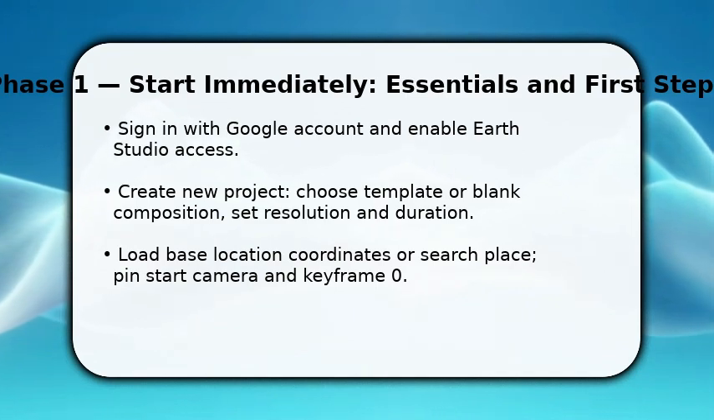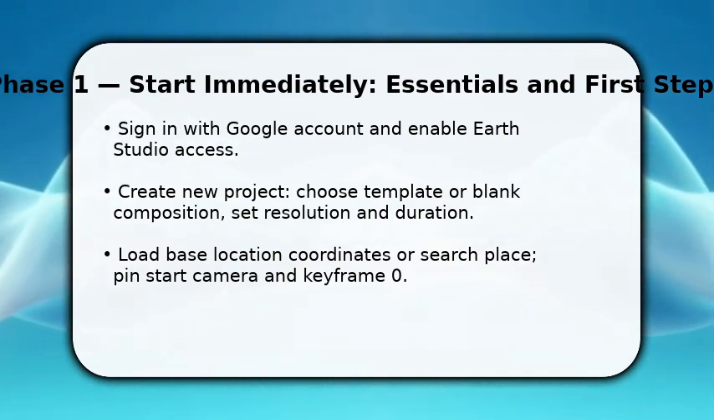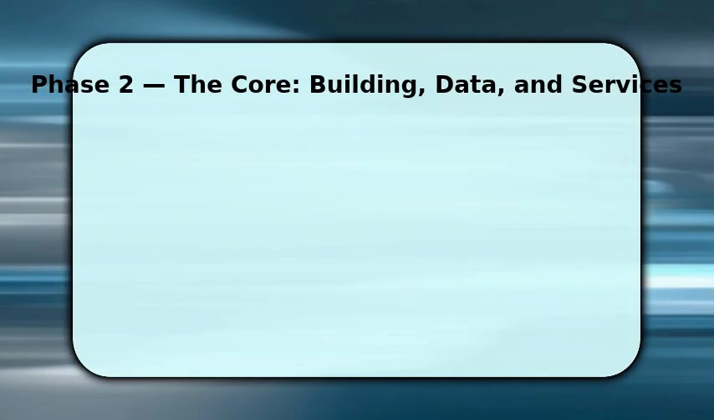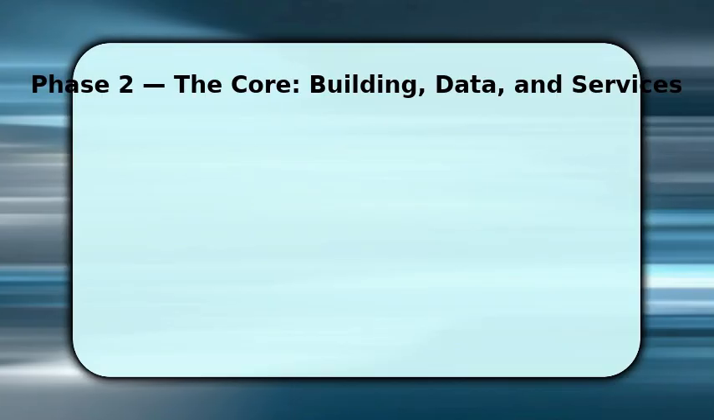Now you animate. Add keyframes for position, heading, tilt, and zoom, and use the timeline to space them for pacing. You should adjust easing curves to avoid robotic starts and stops. Ease in and ease out create cinematic motion.